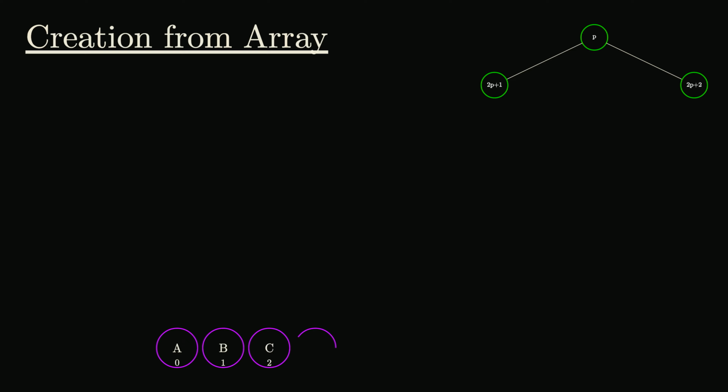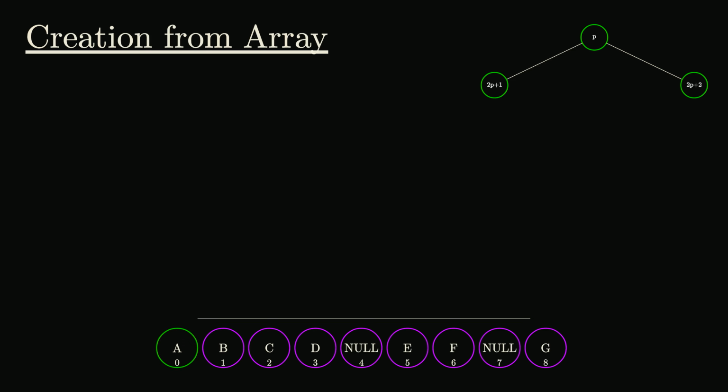To generalize this process, for a given node constructed from an index p, its left node will be constructed from an index 2p plus 1 and its right node from 2p plus 2. Given that the root node comes from index 0, the rest of the tree can be filled out following that constraint. If an array is null at a given index, no node is added to the tree, and that slot is skipped over.